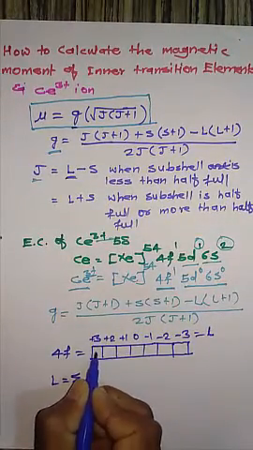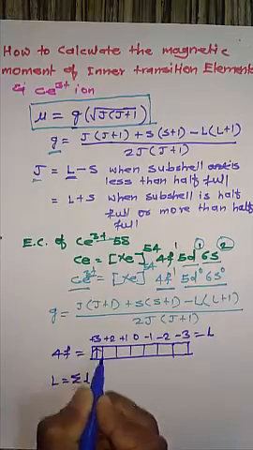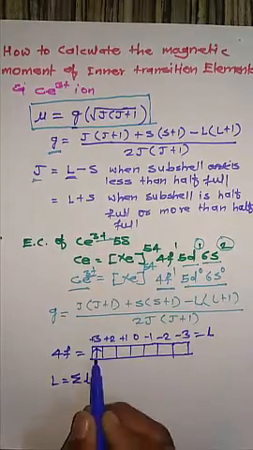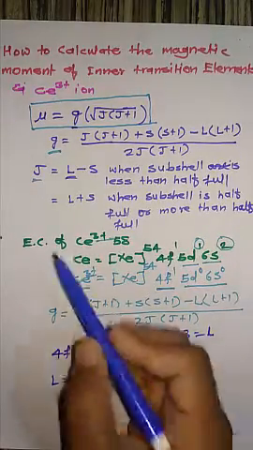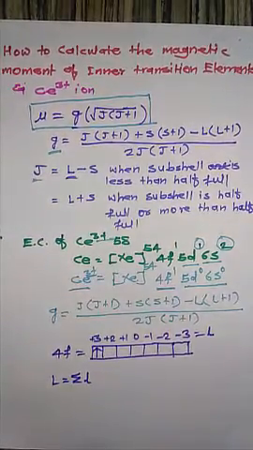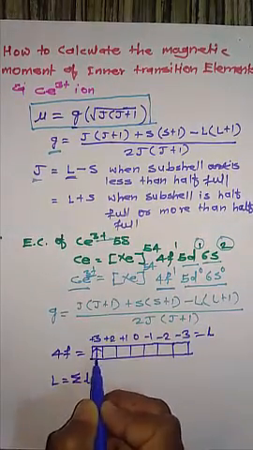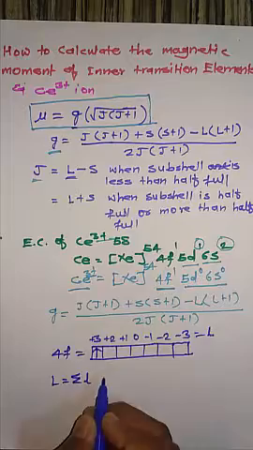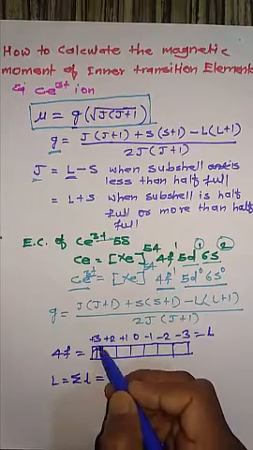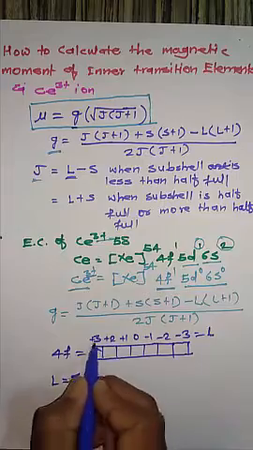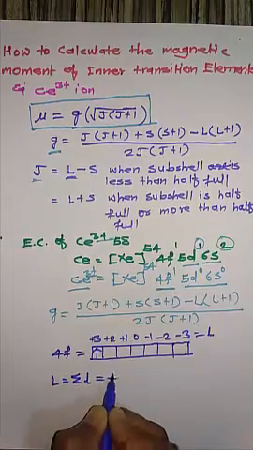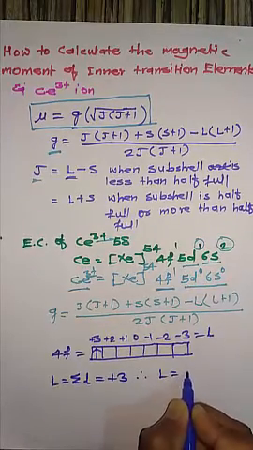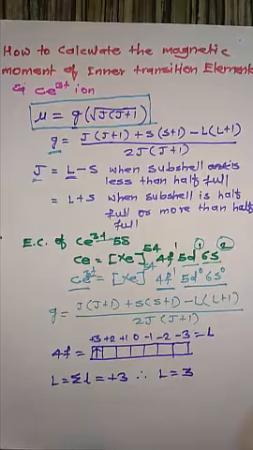So dear students, as this cerium has only 1 electron, due to this 1 electron, this cerium shows a magnetic moment. So this is the only 1 electron which is responsible. For that, what is the L value for this electron? Yes, you are observing, that is plus 3. So dear students, therefore L is equal to 3.